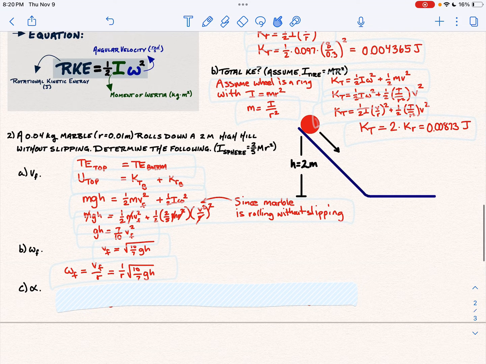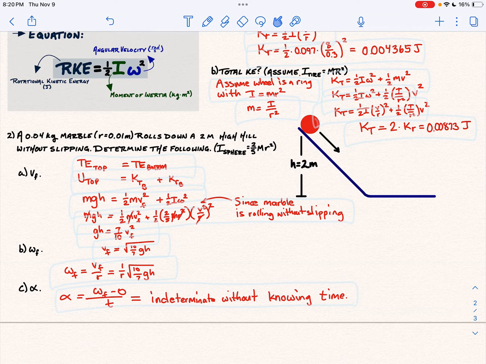The last one kind of made me laugh a little because it asks for angular acceleration. Well, you can't solve for angular acceleration using just energy. You need kinematics, which means you need time. But time is not given in the question. Energy cannot tell you anything about time on its own. So anyway, the acceleration is indeterminate without knowing time or some other piece of information that could lead you to acceleration, like forces. All right, that's all I have.